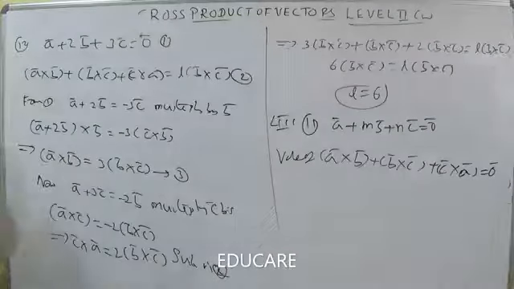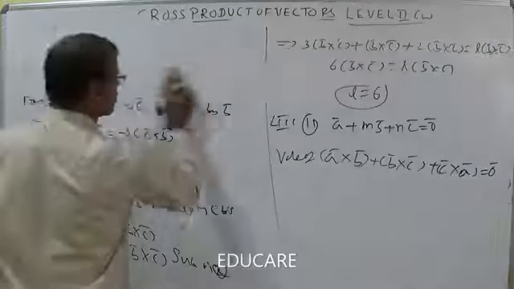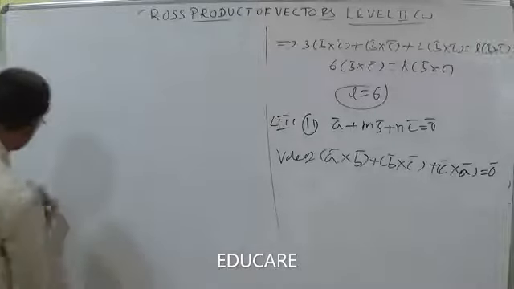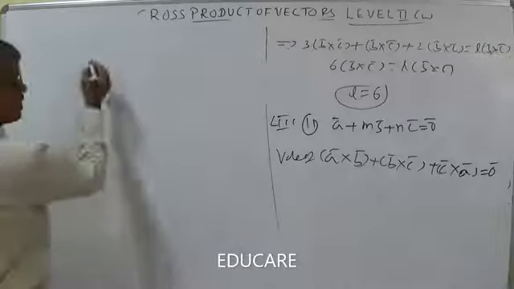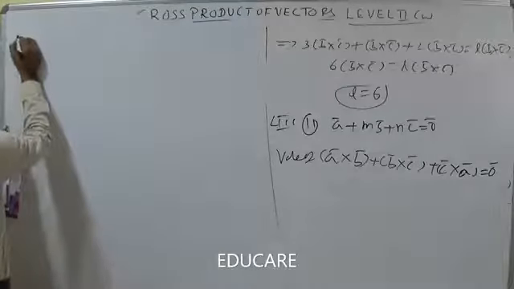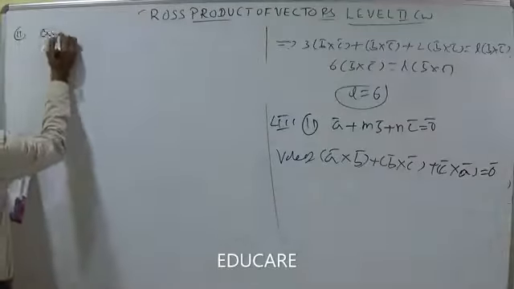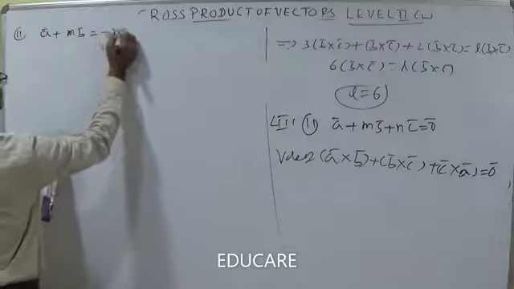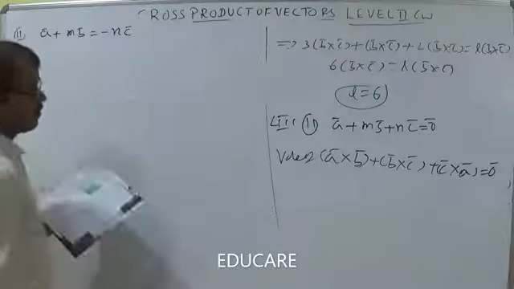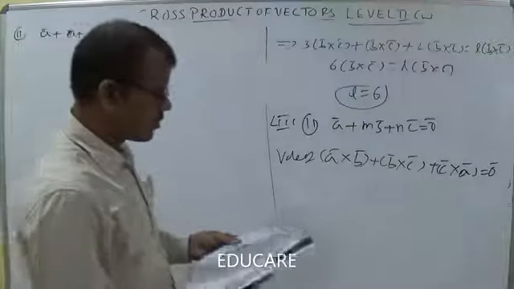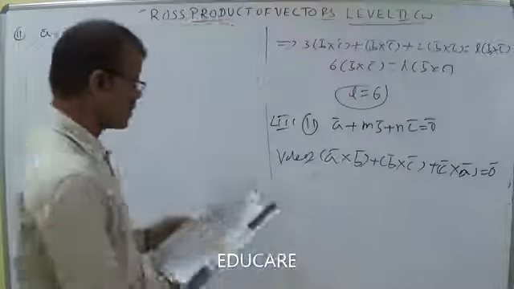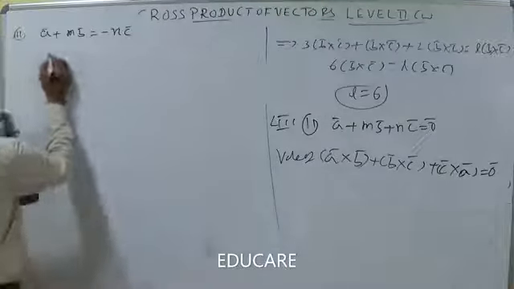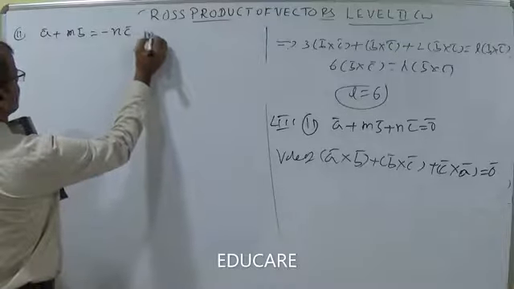Okay, A cross B. Level 3, 11th question, I am saying, using the same concept. A bar plus MB bar is equal to minus NC bar, given. A cross B plus B cross C plus C cross A is equal to 0, also the data I gave. A plus MB is equal to minus NC taken. Multiply here.